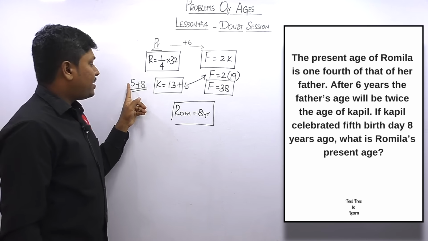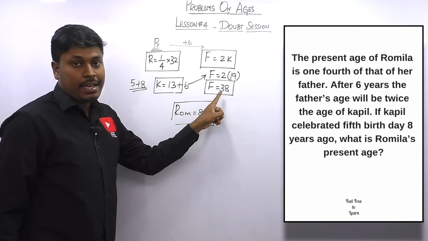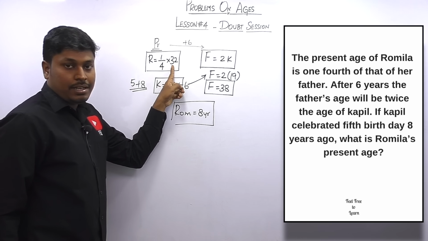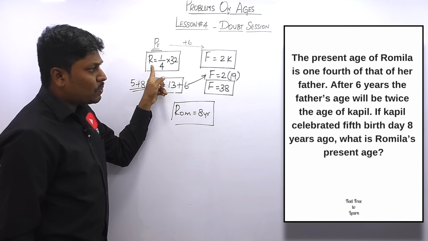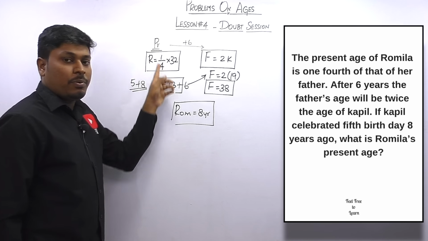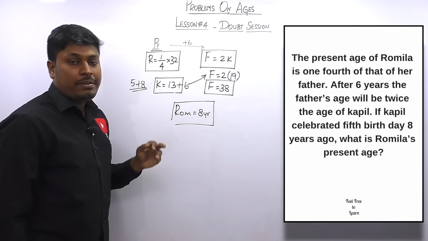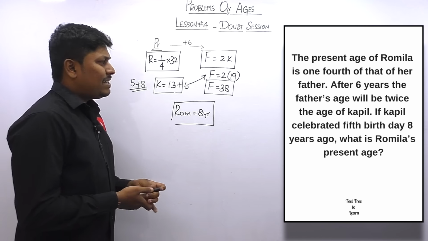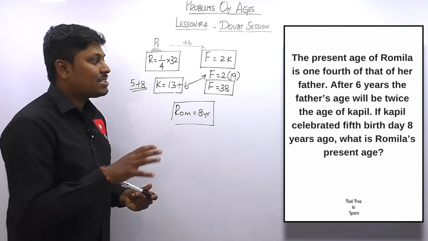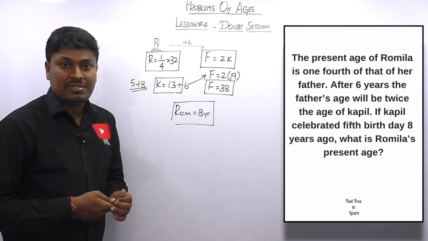After 6 years his age will be 19, and we know that after 6 years father will be twice of couple, so father age will be 38. So before 6 years father will be 32, and our target is to find the age of Romila. So Romila will be 1/4 of her father, so 1/4 into 32 will be 8. So Romila age will be 8 years. Interesting. Only thing is you should know the basics properly, only then you can solve this question.